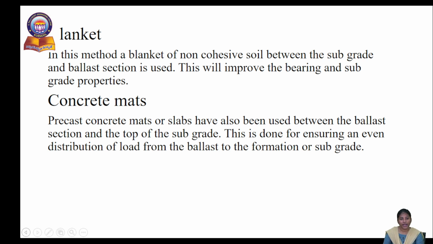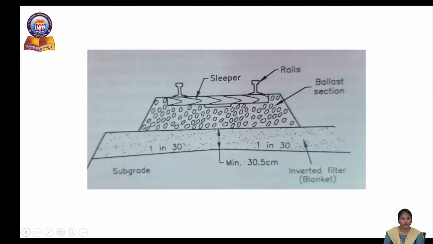The next method is the blanket method. In this method, a blanket of non-cohesive soil between the subgrade and ballast section is used. This will improve the bearing and subgrade properties of the soil material. Next we have concrete mats. Precast concrete mats or slabs have also been used between the ballast section and the top of the subgrade section. This is done for ensuring an even distribution of load from the ballast to the formation or subgrade. Here you can observe a concrete mat which is provided under the ballast material and above the subgrade material.